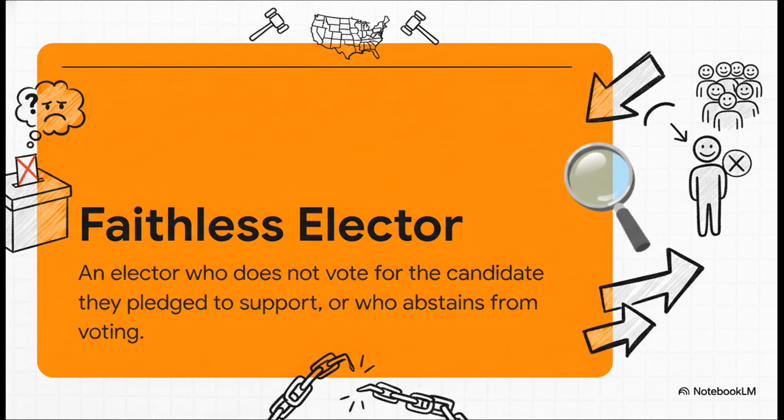Another thing that really worries people is the idea of a faithless elector. That's an elector who just decides to ignore how their state voted and picks someone else. I mean, what if an election is super close and just a couple of these electors go rogue and flip the result? A lot of states have laws to prevent this, but that fear that a handful of people could cancel out millions of votes, it's still out there.